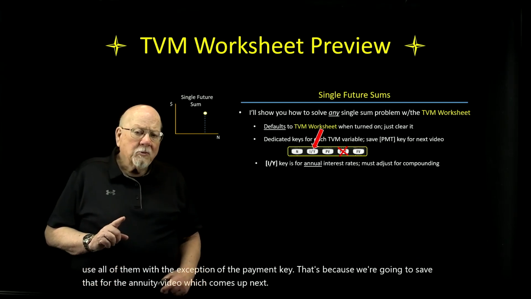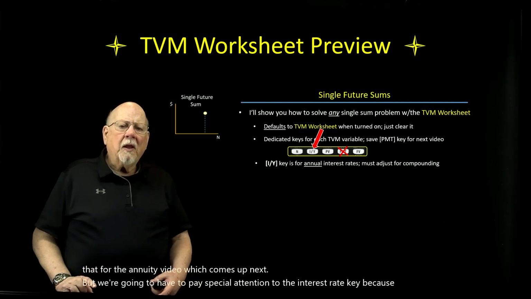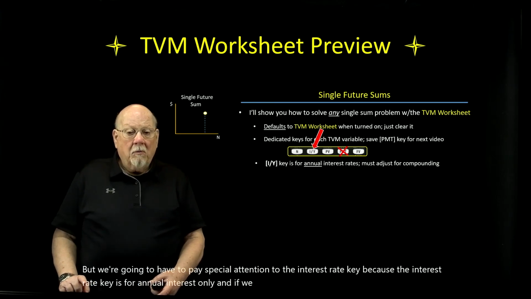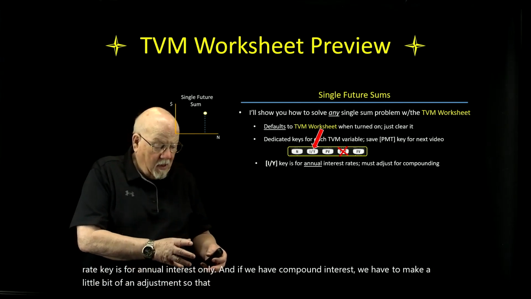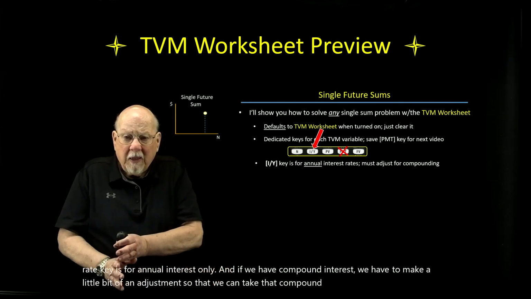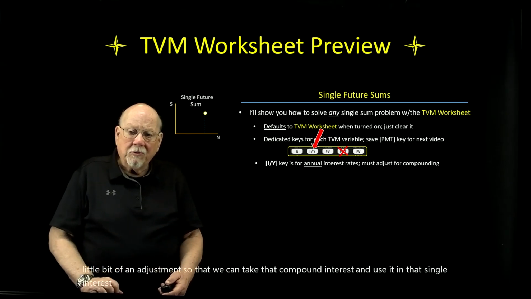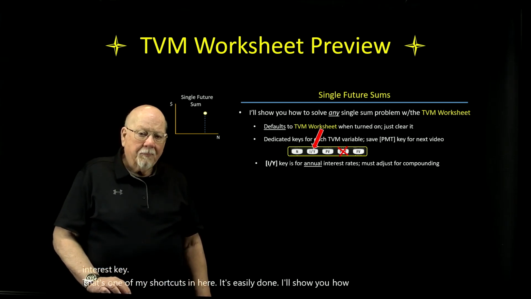But we're going to have to pay special attention to the interest rate key, because the interest rate key is for annual interest only. And if we have compound interest, we have to make a little bit of an adjustment so that we can take that compound interest and use it in that single interest key. That's one of my shortcuts in here. It's easily done. I'll show you how to do it when we get there.